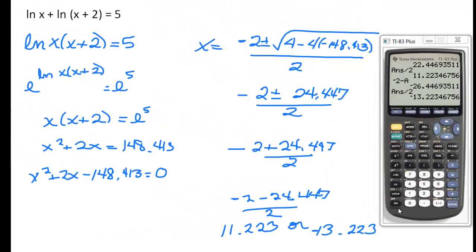Once again, don't forget to ask yourself, are these both valid numbers or valid answers? Can we take the natural log of a positive 11 and some odd change? Of course. Can we take the natural log of a negative 13 and some odd change? Absolutely not. So this is our only solution.